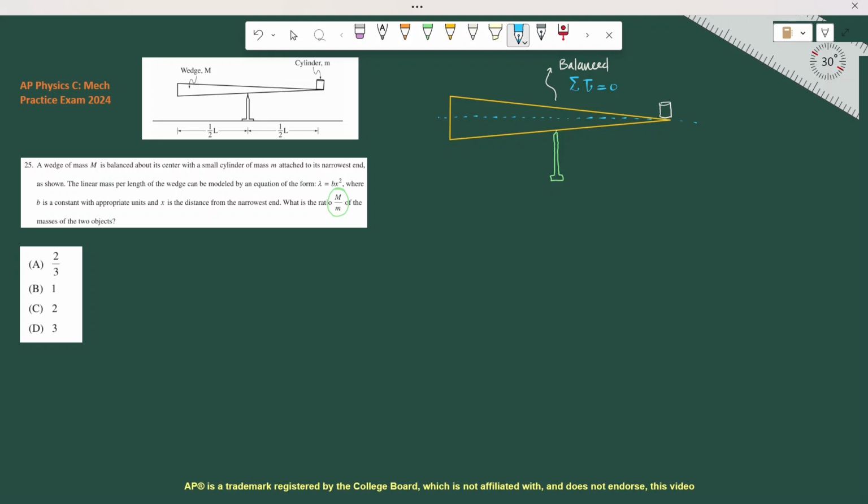Now in this diagram, we see that there are two masses. The one is a mass m, and this is mg. This is a force that is trying to rotate this wedge in this direction, clockwise. Now, this clockwise torque must be countered with a counterclockwise torque. That must be produced by the mass of the wedge, so it means the weight of the wedge.